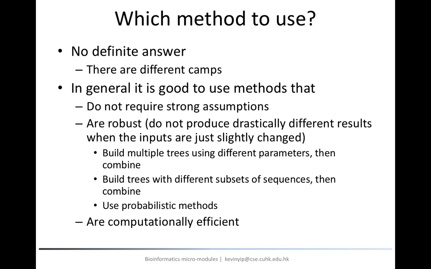Methods that do not rely on very strong assumptions are usually better. Methods that would not give dramatically different results when the inputs just change a little bit are also better. These can be achieved by combining the results of multiple trees using different parameter values or different subsets of sequences, or by using a formal probabilistic framework. Computational efficiency is also a consideration. It would be good to select a method that performs very well based on the main criteria that you care most and performs reasonably based on the other criteria.